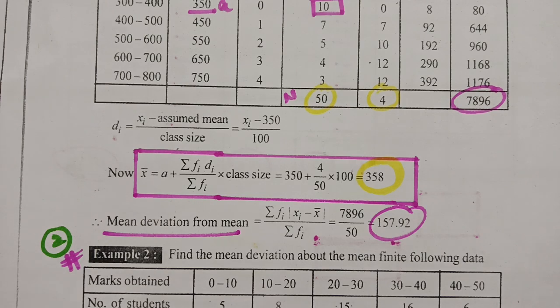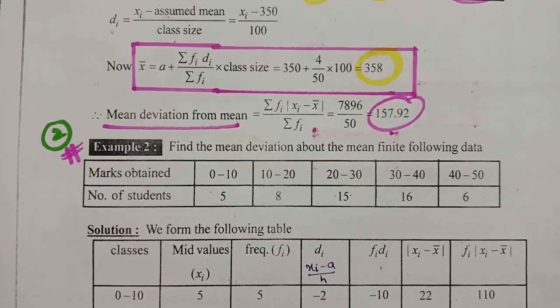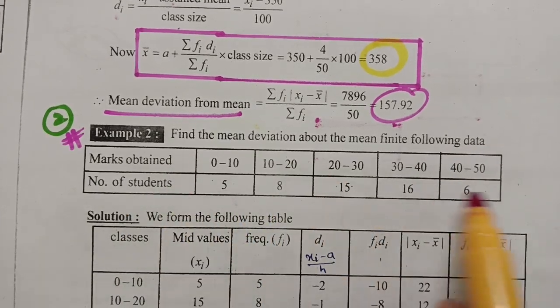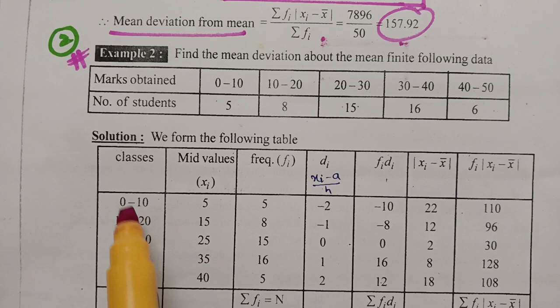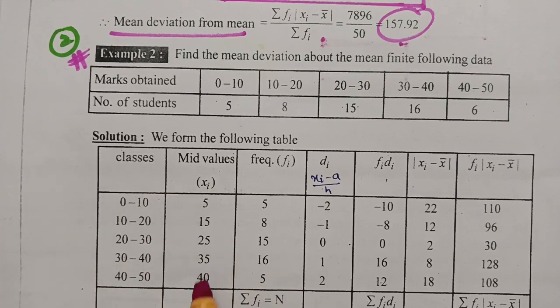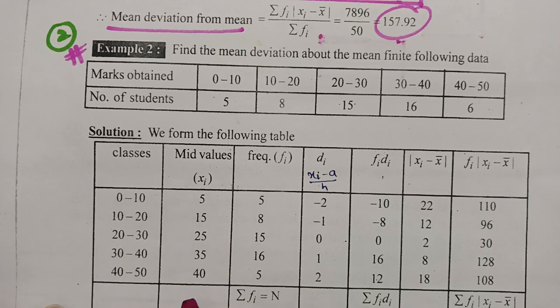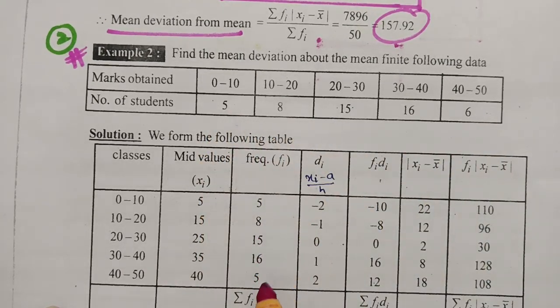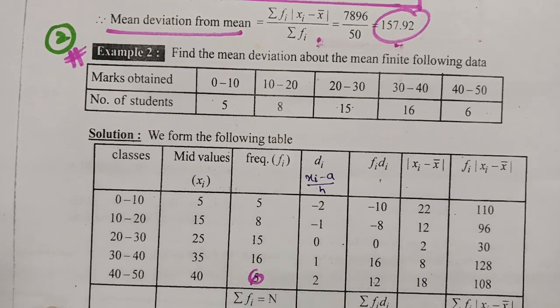And likewise, see here, we have to find the mean deviation about the mean from the following data. This is the class interval and this is the frequency. So as usual, the class interval in one column, the mid values, that is 0 plus 10 by 2 is 5, 10 plus 20 by 2 is 15, 20 plus 30 by 2 is 25. Like this, you have to fill this mid value column, and these are the frequencies from the table in the question, that is 5, 8, 15, 16 and 6.